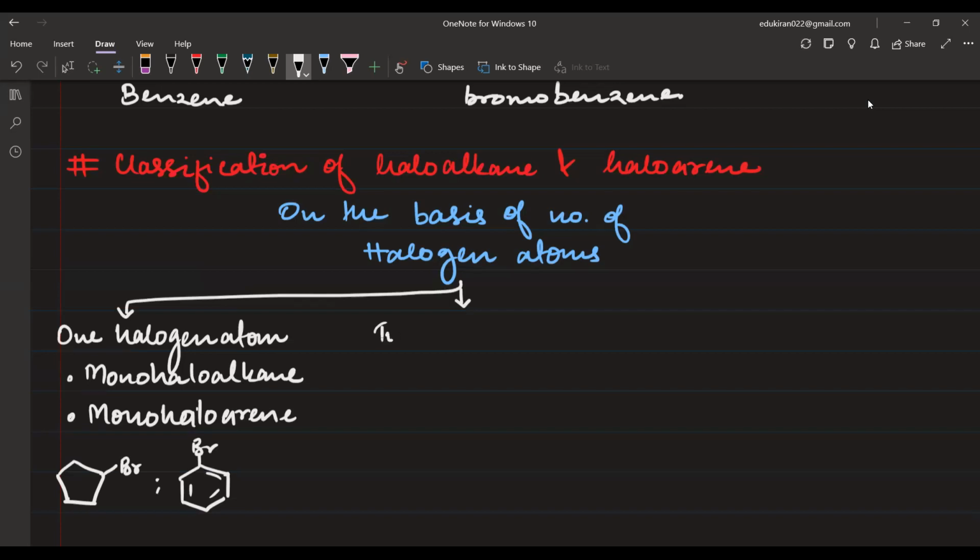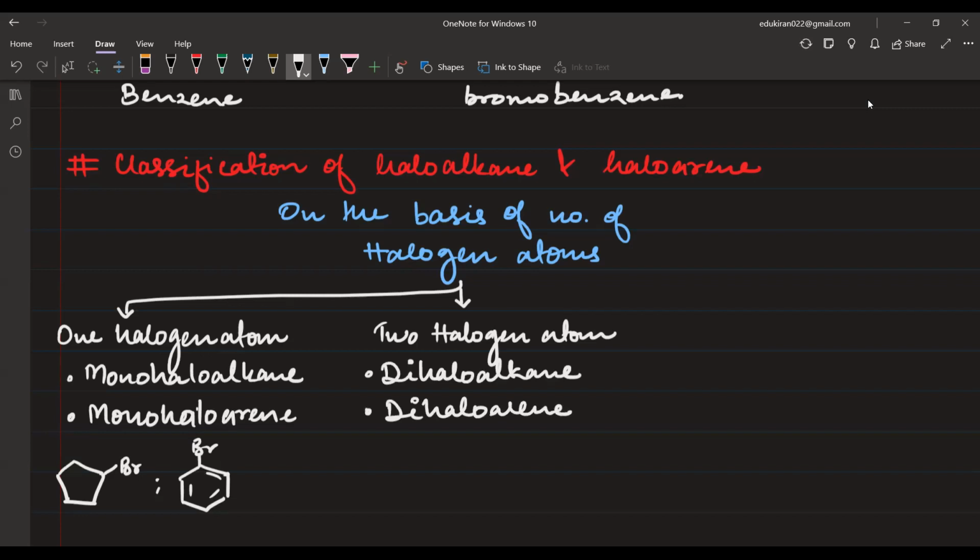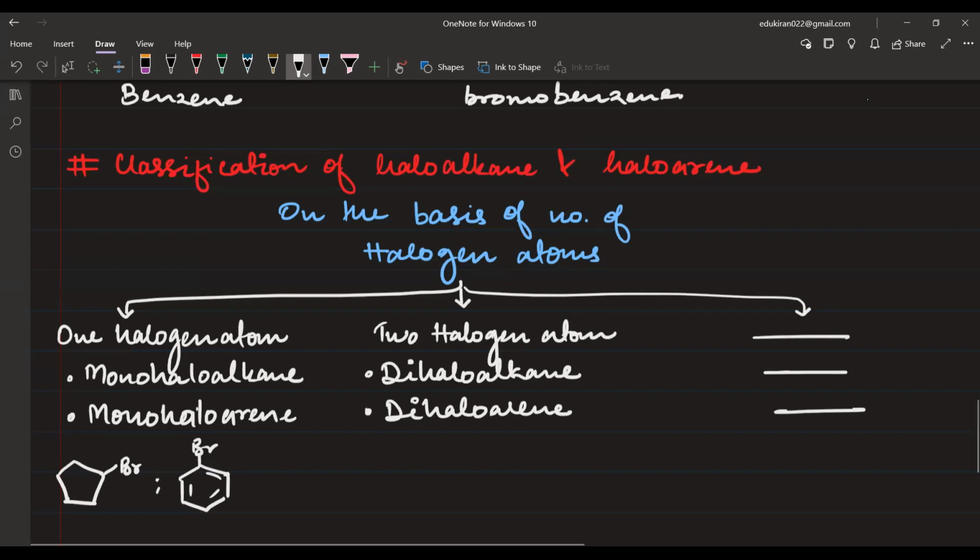If you have two halogen atoms, we'll call this dihaloalkane and dihaloarene. Also, in organic chemistry, you will see a lot more patterns compared to inorganic or physical chemistry. Now, I hope you know what my third classification will be, and you can write yourself what I will write here and here. Yes or no? Tell me, all of you. Ahmed, Fatima, Mariam, Sarah, and Wafia. You know now what the third classification is going to be?